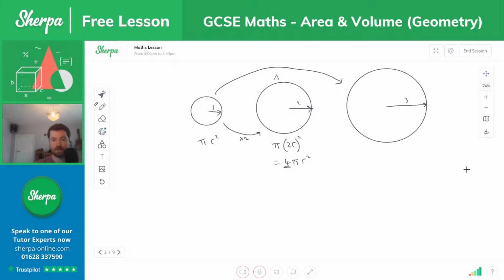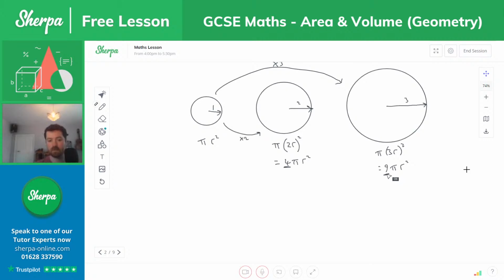I have a scale factor of 3 because I'm going from a linear dimension, a radius of 1, to a radius of 3. And again, I could calculate the area. So I could do pi times 3r squared, because I'm tripling my radius from 1 to 3. And that then gives me 9 pi r squared.